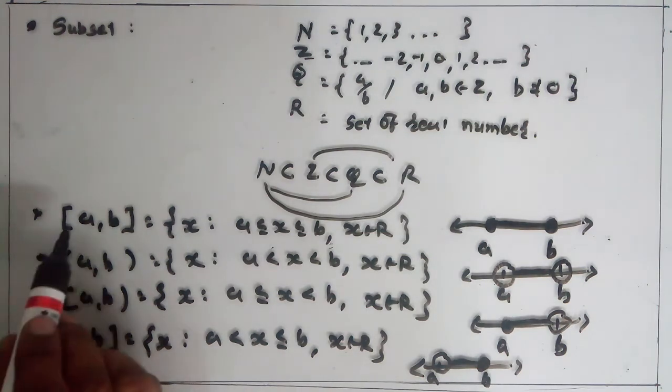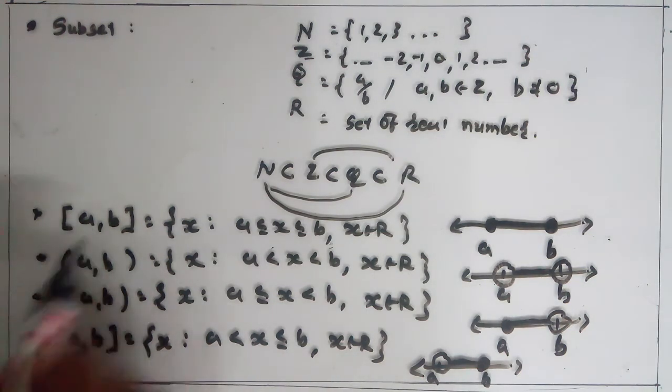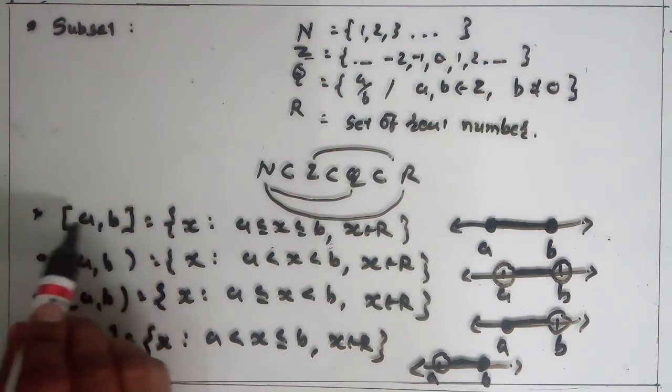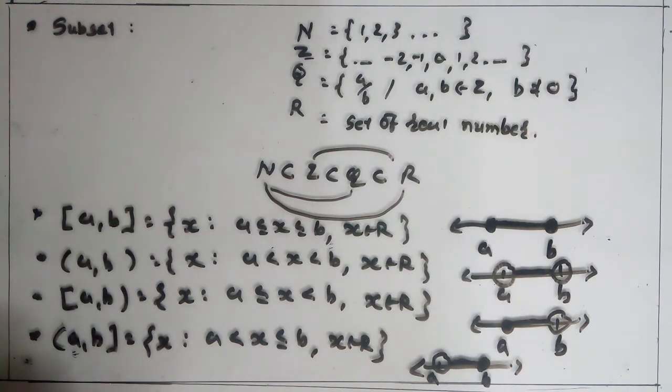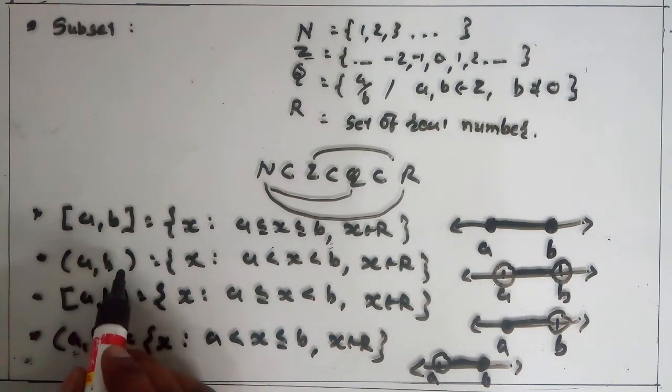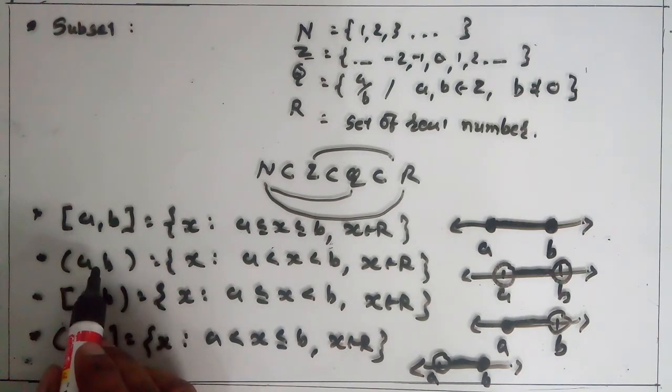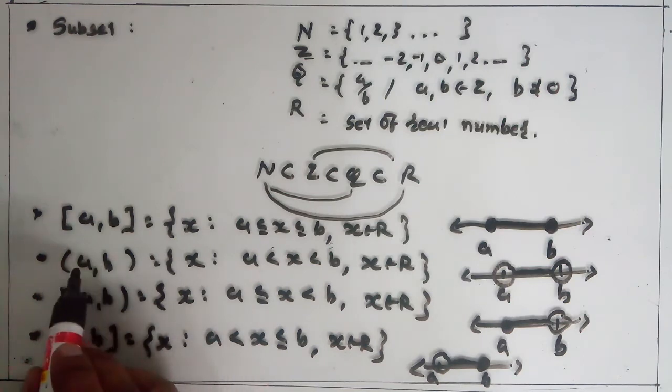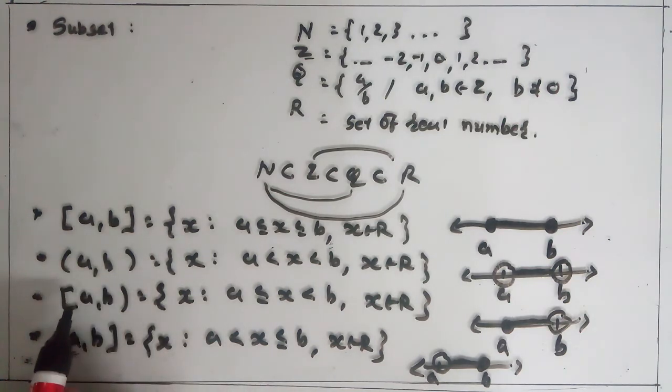So remember this about all intervals: a closed interval contains its boundary points and the real numbers between a and b. An open interval AB does not contain its boundary points, only the real numbers between a and b. Closed-open contains all real numbers between a and b and contains a. Similarly for open-closed AB. Clear this?